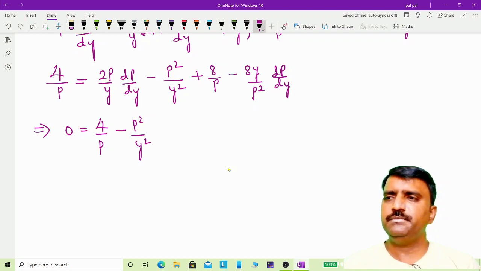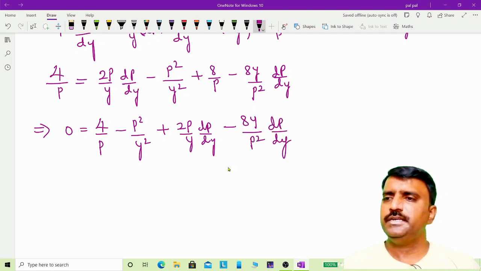These two involve dp by dy. So you write now this one, 2p by y into dp by dy minus 8y by p square into dp by dy, into dp by dy. As here 0 is equal to, here you take 4 by p as a common factor. No problem, it is 4. I am taking 4 by p as a common factor here.